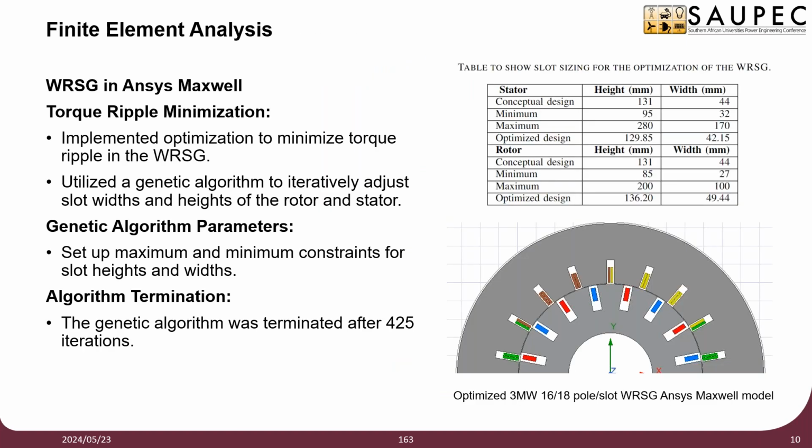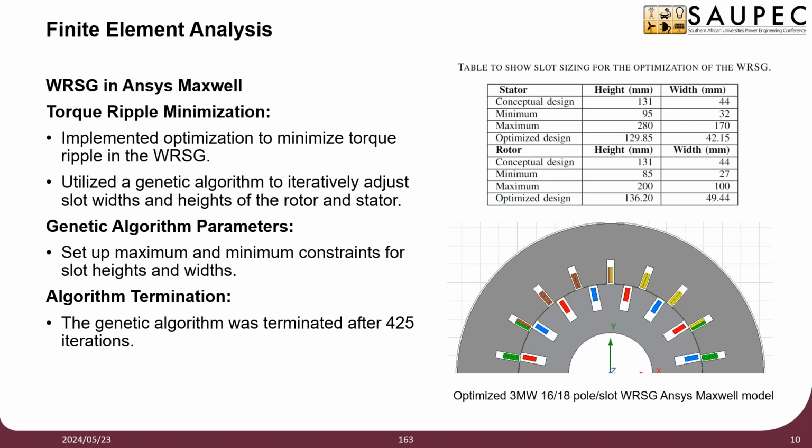ANSYS Maxwell was used to create a 2D model of the WRSG and PMSG. It was then used to calculate torque, induced voltage, eddy currents, and core losses. This was done by implementing the conceptual design into ANSYS Maxwell, which could then be simulated and analyzed. It provided the starting point for the optimization, as well as allowing for the optimized model to be simulated and analyzed. The optimization only focused on reducing the torque ripple in relation to the given slot parameters and did not look at reducing the losses in the electrical machine, which can be seen by the large stator yoke.